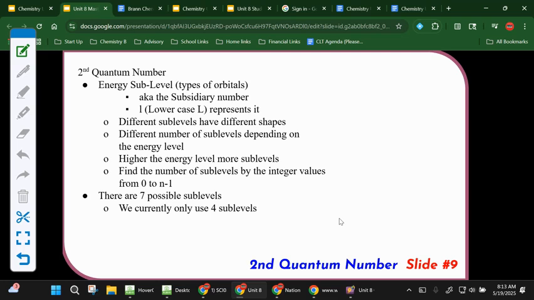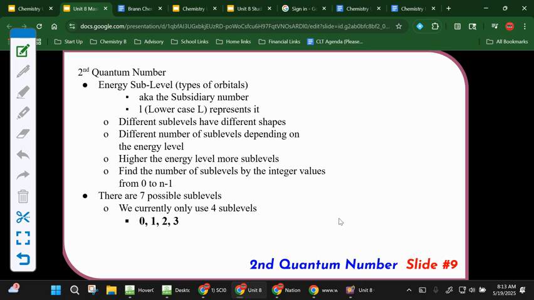We only currently use 4. So even though there are some energy levels that will have 5, 6, 7 sublevels, the most sublevels that we use on our current periodic table is 4. That's it. Okay? 4 sublevels. That doesn't mean there isn't room for more. That means that's all we're currently using right now with the number of elements we have created on our periodic table. Now, the numbers for them are 0, 1, 2, and 3.